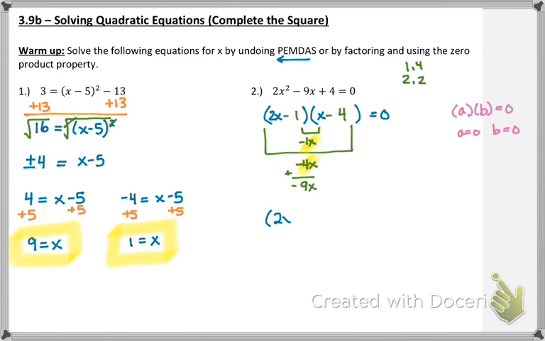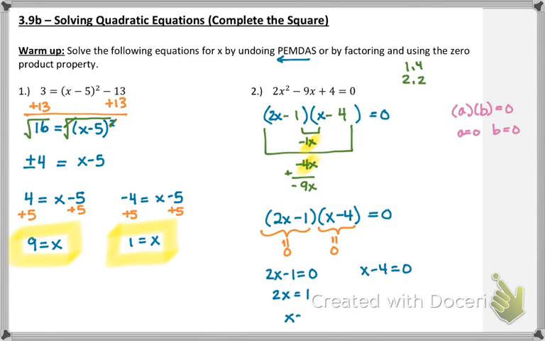Once you factor it, we're not done. 2x minus 1 times x minus 4 equals 0. Now I have to use the zero product property. One of these, in order to make the equation true, one of these factors has to equal 0. So either 2x minus 1 equals 0 or x minus 4 equals 0. This is the zero product property part that you have to show. So solving for x, I'm going to add 1 to both sides and divide by 2. X is 1/2 or x is 4.